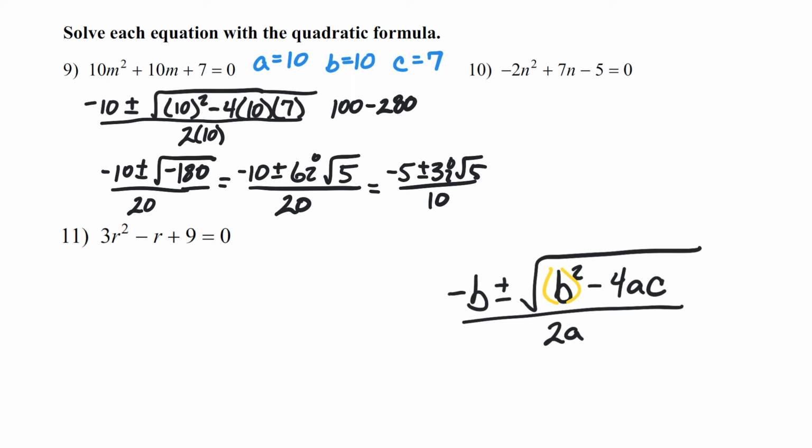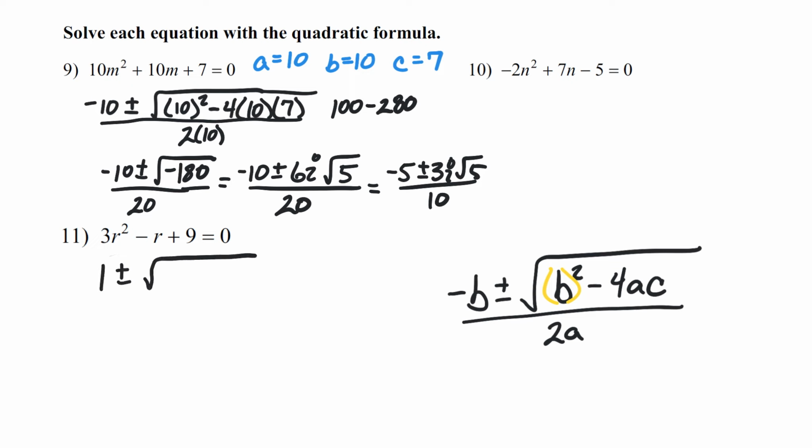All right, we're going to do question number 11. I'll probably leave number 10 alone. Let's take a look at question number 11. A value is 3, B value is negative 1, C value is 9. So we'll put this in our formula. And I'm going to do some of this work in my head as we go on because this is easy to recognize. B is negative 1, so the opposite of B is 1.